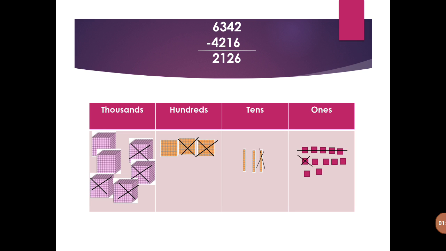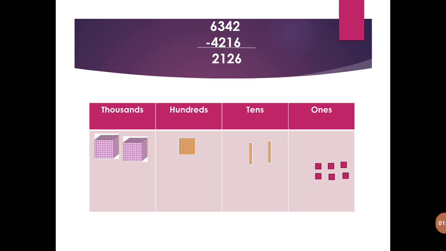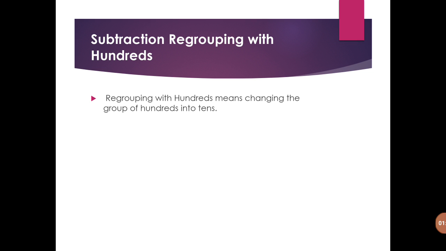12 minus 6 is 6 left, and when we take 1 ten from the tens column, we have 3. 3 minus 1 is 2, and 3 minus 2 is 1 in the hundreds column, and 6 minus 4 is 2. Final representation is like this: 2126.